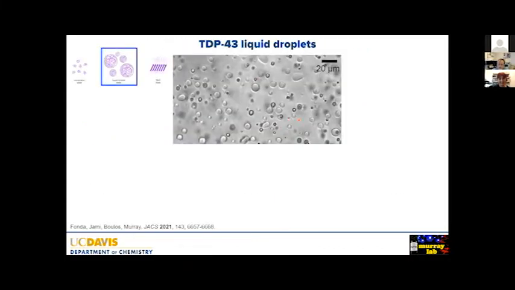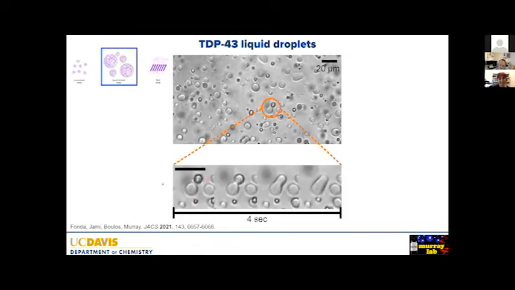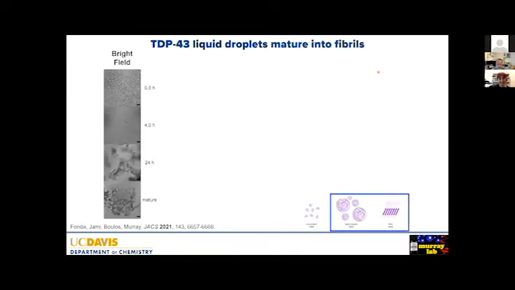This is just a bright field image of some of the droplets that we formed. I'm not going to show you the video, but we did observe multiple instances of droplet fusion where two droplets come together and create a larger droplet, which is one of the signatures of a liquid-liquid phase separation. We don't have fluorescence molecules attached to our protein here, so we're unable to do the fundamental FRAP experiments that folks like to do.